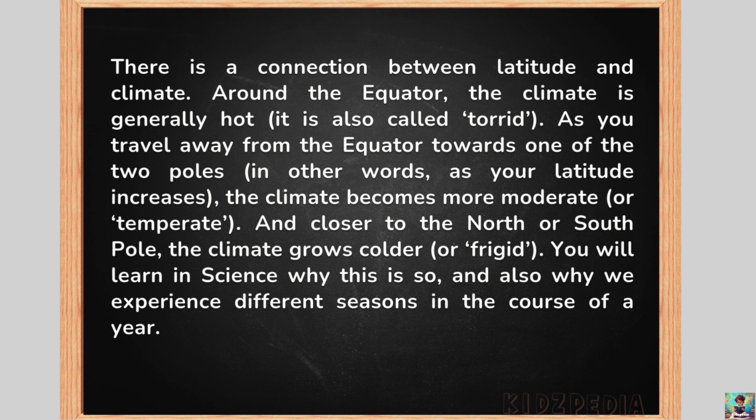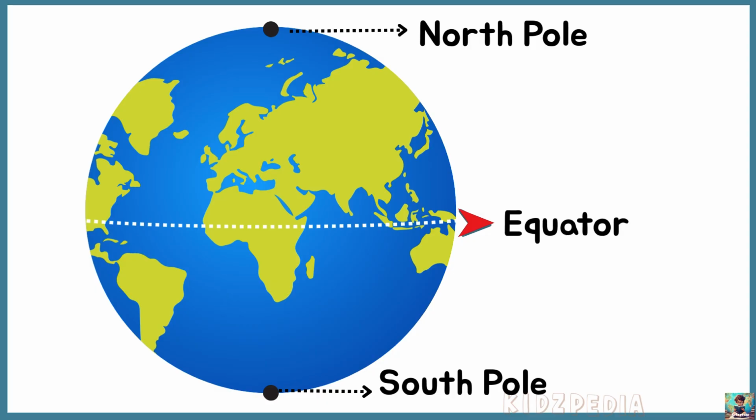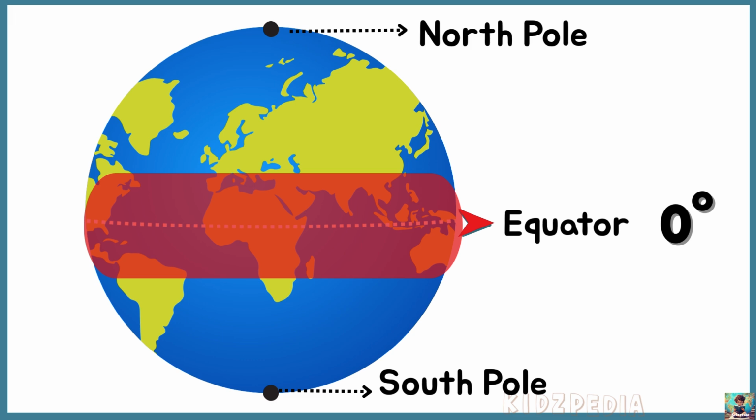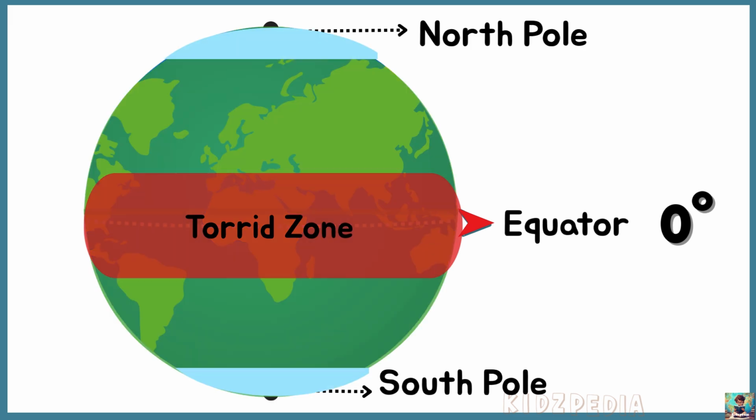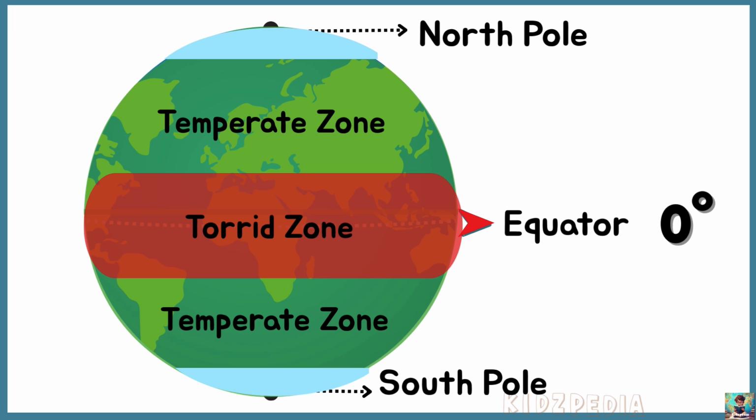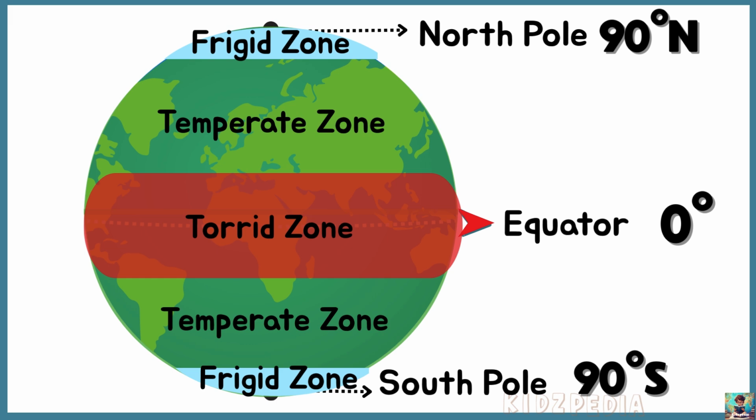Latitude is not just a number. It helps explain the kind of weather or climate a place has. Near the equator, that is 0 degree latitude, the climate is usually hot. This hot area is called the torrid zone. When you travel away from the equator towards the poles, north or south, the climate becomes moderate or comfortable. This is called the temperate zone. Near the North Pole or South Pole, that is 90 degrees N or 90 degrees S, the climate is very cold, which is called the frigid zone. Later, you will learn why this happens and why we have different seasons during the year.